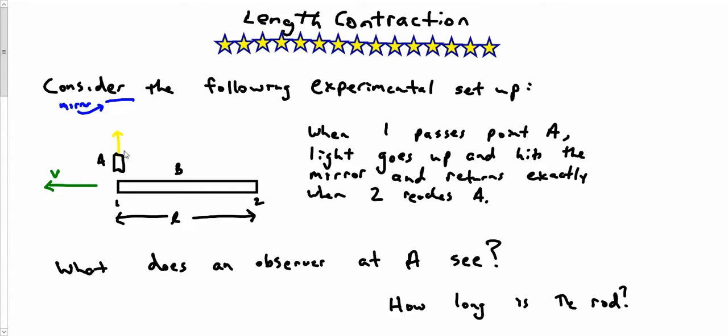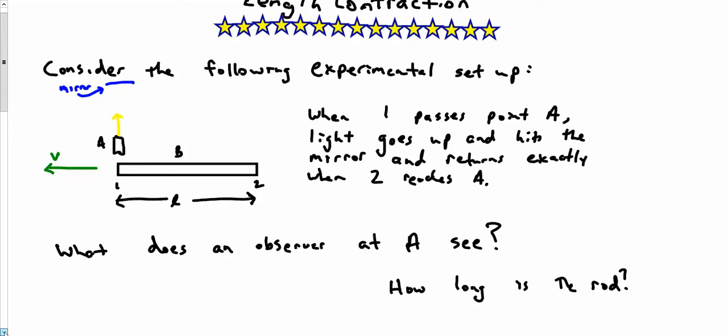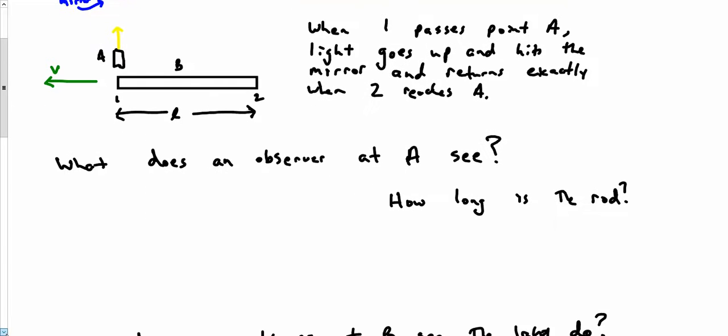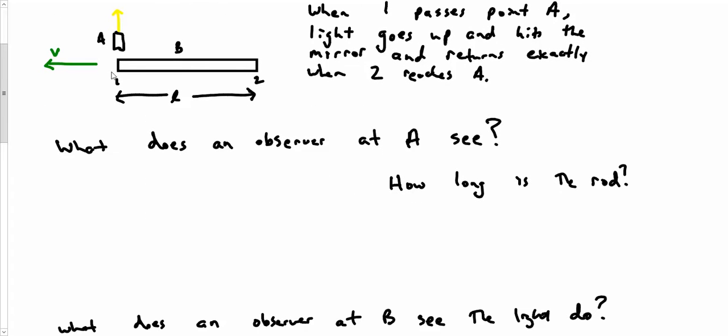Now while that light is going up and coming down, B continues to move. And I want it such that when the light returns back to here, the back end of the rod is here. I want this whole rod now to be in this spot right here. So what does the observer at A see? Well, I just said it. He sees the starting situation.